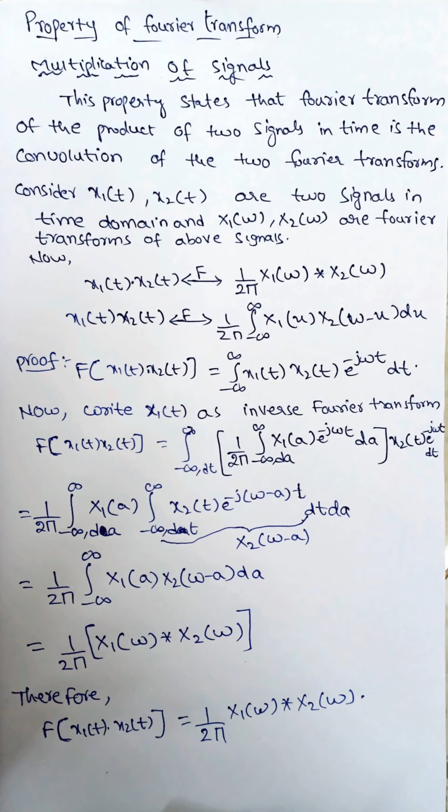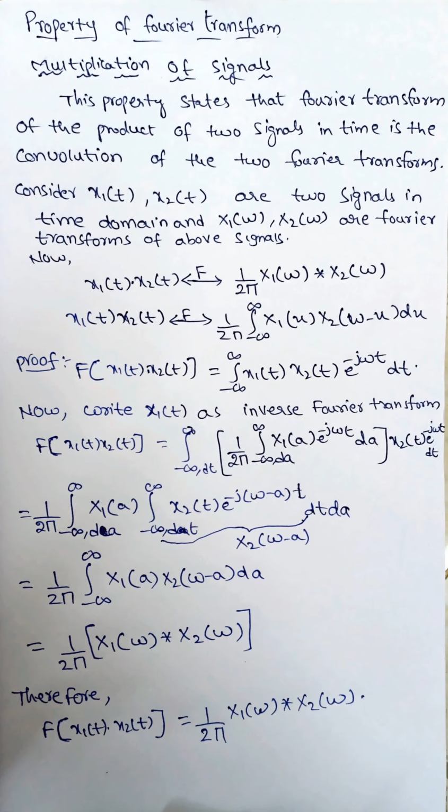The expression is integral minus infinity to infinity 1 by 2 pi into integral minus infinity to plus infinity capital X1 of a into e power j a t into da into x2 of t into e power minus j omega t into dt. So this can be rearranged as 1 by 2 pi into integral minus infinity to plus infinity capital X1 of a into integral minus infinity to infinity x2 of t into e power minus j into omega minus a into t into dt da.